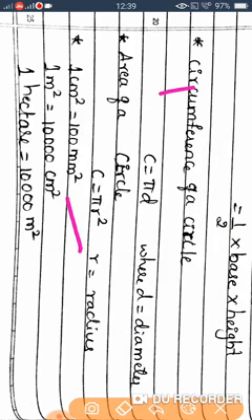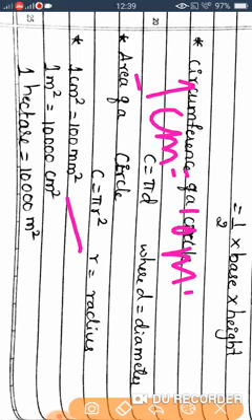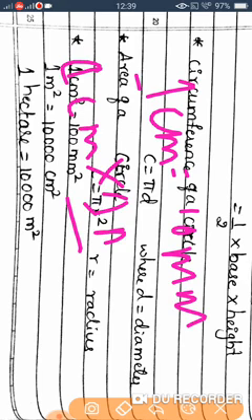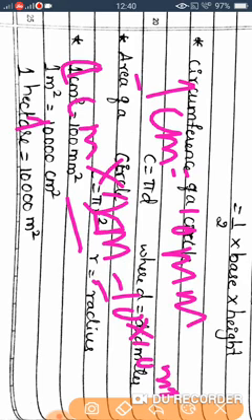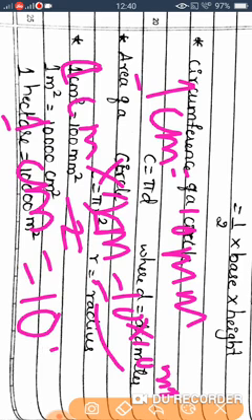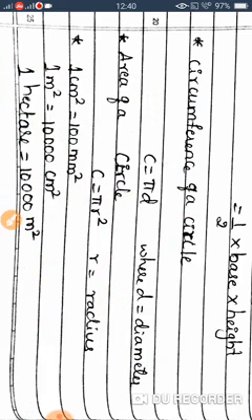Why? Because 1 centimeter is equal to 10 millimeter, you know that. Then 1 centimeter into 1 centimeter means we are multiplying, is equal to 10 millimeter into 10 millimeter, isn't it? So 1 ones are 1 centimeter square, and 10 tens are 100 millimeter square. So that's why 1 centimeter square is equal to 100 millimeter square.